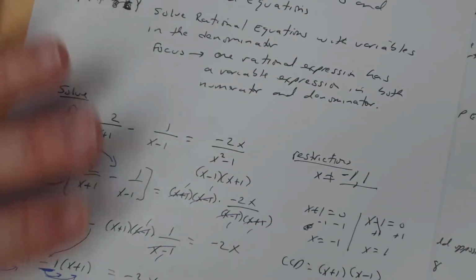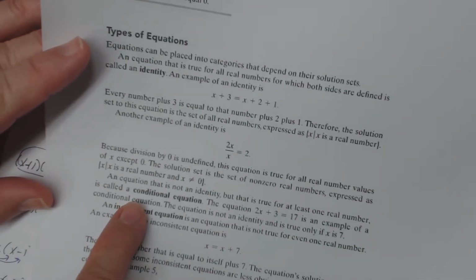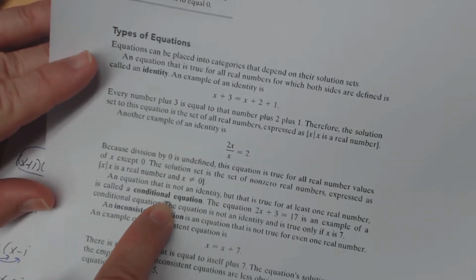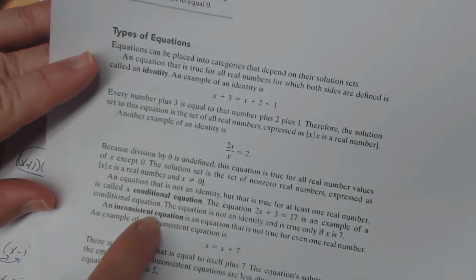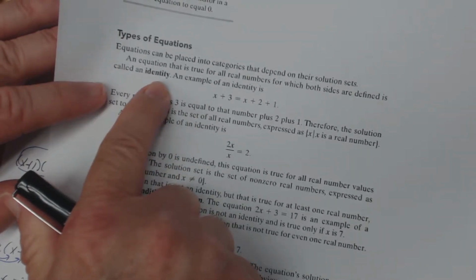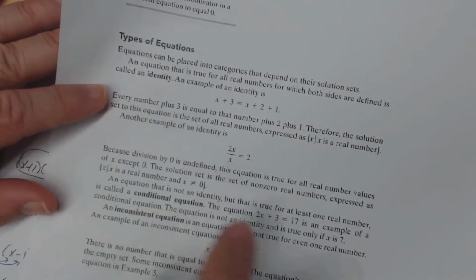Okay, so everything we've done so far has been either a conditional equation or an inconsistent equation. If you had a solution, it was a conditional equation. If you had no solution, it was an inconsistent equation. We haven't done any that was called an identity. So let me go over a couple of examples of what an identity would be.